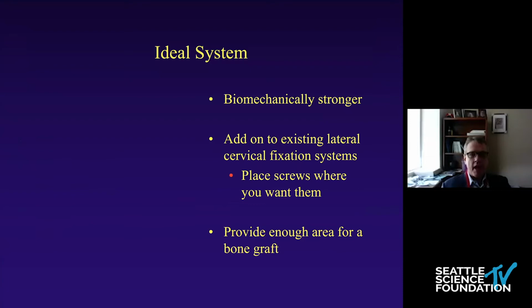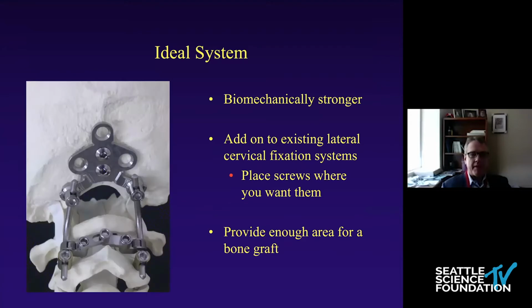So now we have to talk about fixation of this, and we have good systems now with which we can fixate the cranium and fixate the craniocervical junction. These are biomechanically stronger than a lot of the systems we used to use, and you can put the screws just where you want them and have a good bone graft surface from the occiput to C1 or C2.